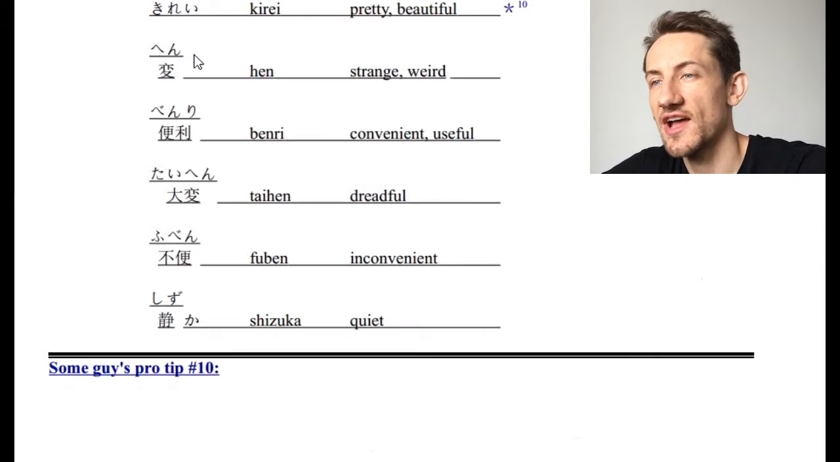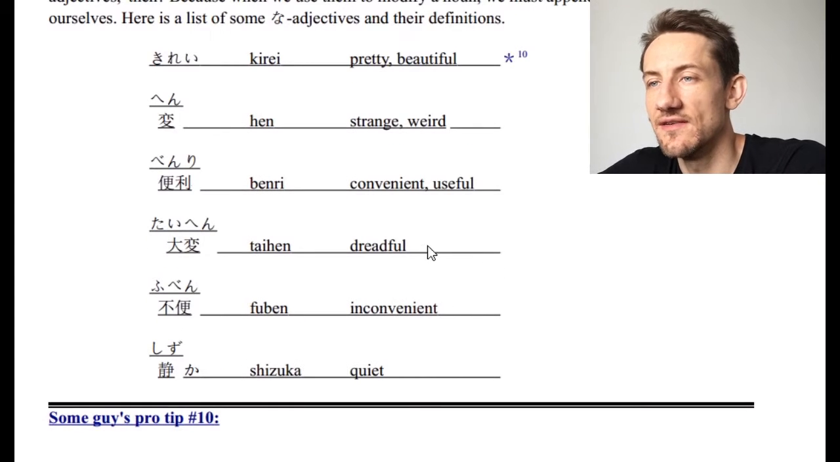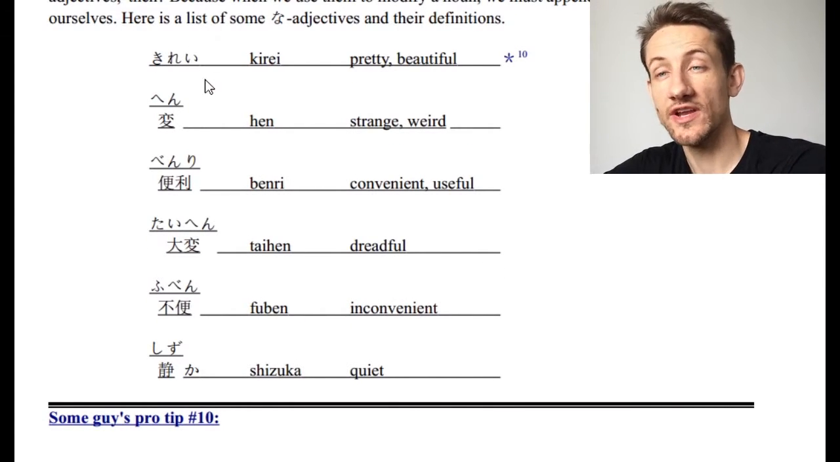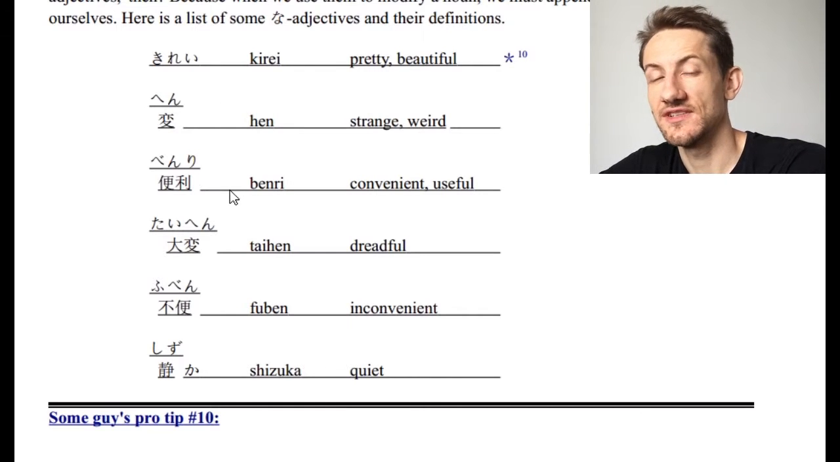All right, anyway, now let's go back to our other adjectives. So we have hen, which means something is strange or weird. Benri means something is convenient or useful.